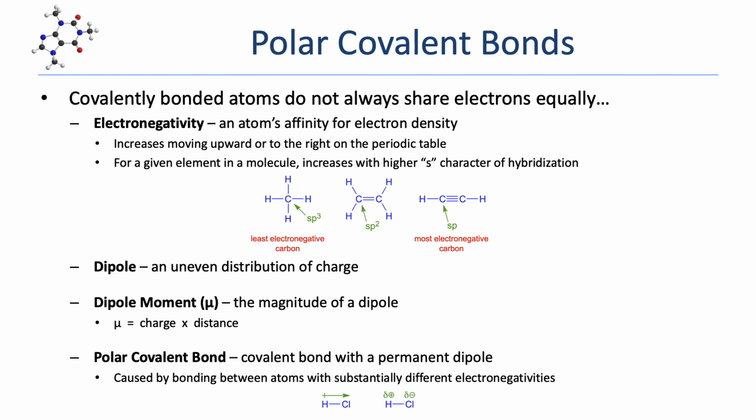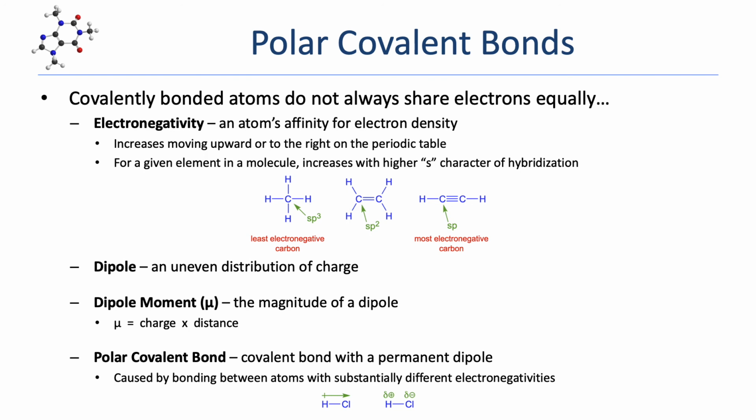So when electron density is not shared equally in a bond, it creates an uneven distribution of charge, and that's called a dipole. And the magnitude of a dipole is called a dipole moment. And the extent of that dipole moment is calculated by the difference in charge, that is how much charge has been separated, multiplied by the distance at which it's been separated. So you can have a large dipole moment associated with either a small charge that's separated but over a great distance, or a very large charge separation over a small distance.